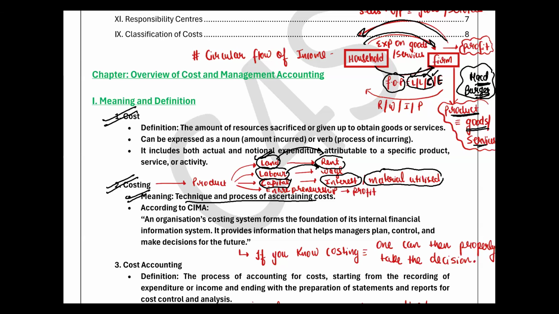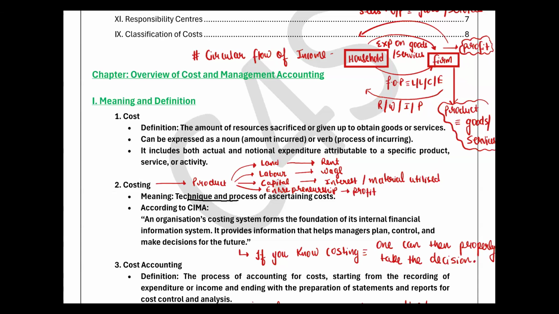So everything is a technique that is involved. Costing basically is a technique and process of ascertaining cost. Cost is the amount that is sacrificed to obtain goods and services. Your final goods and services was the burger, and for that you paid cost. But in the process of costing, a technique has been involved at every stage.